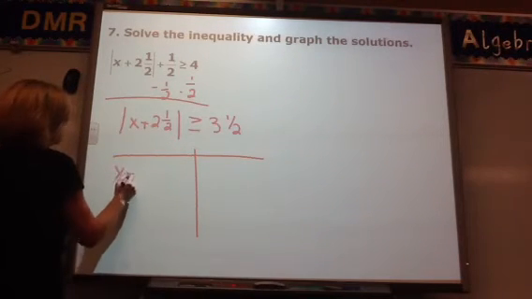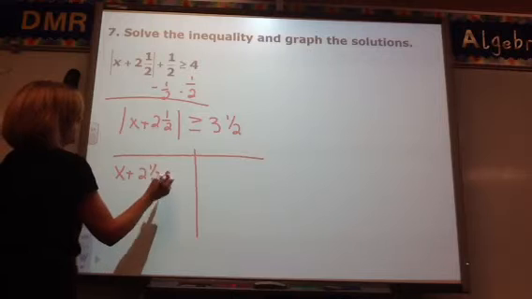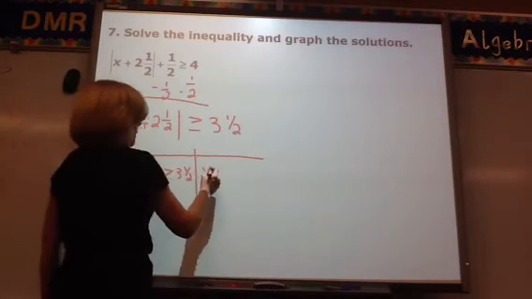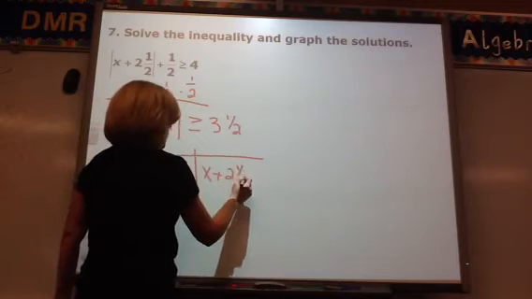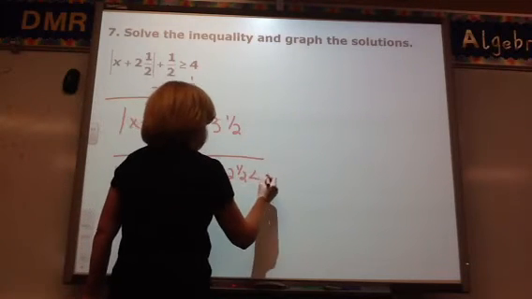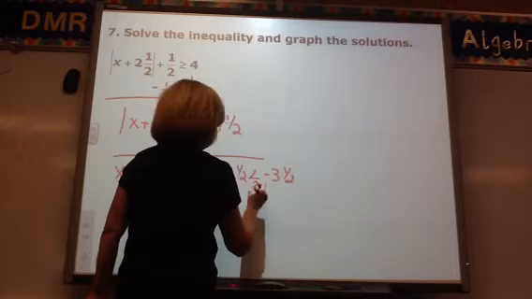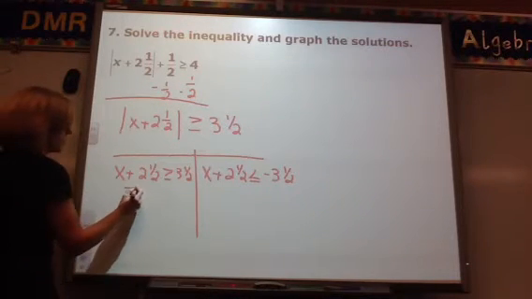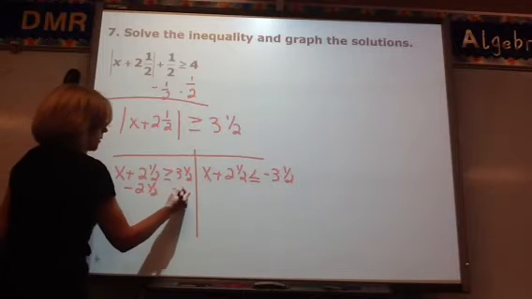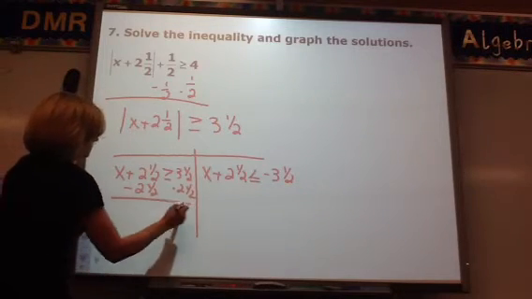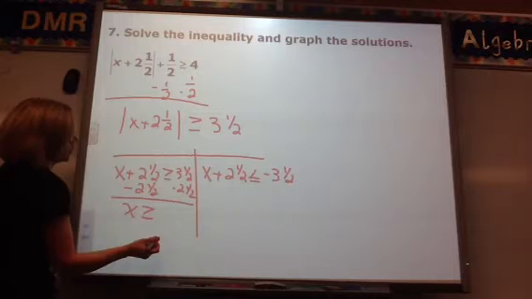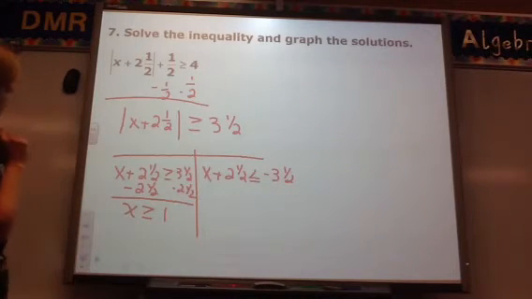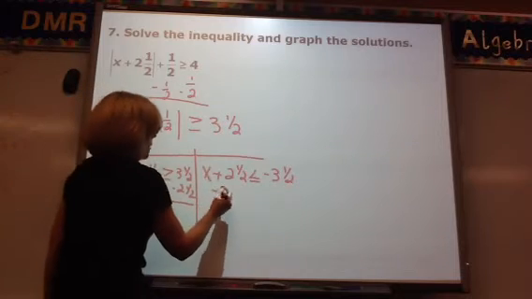So I have x plus 2 1/2 is going to be greater than or equal to 3 1/2, or I have x plus 2 1/2 is going to be less than or equal to -3 1/2. Okay, solve these one-step inequalities. Subtract 2 1/2. So x is greater than or equal to 1. Subtract 2 1/2.